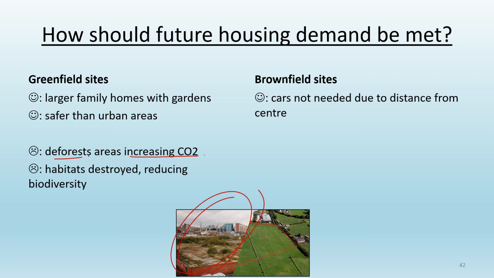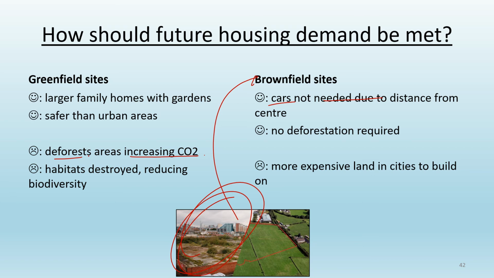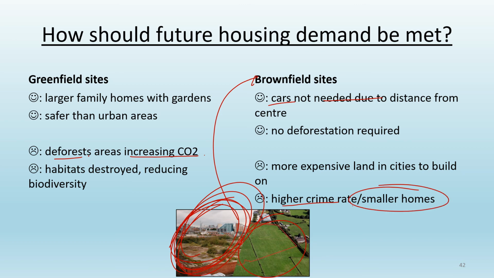But if you build on a brownfield site, we know that cars are actually not needed because you're closer to the city centre and no deforestation is required. So it's a win-win. Unfortunately, though, it is more expensive to build on a brownfield site than a greenfield site due to the proximity to the city centre. And there is also a higher crime rate, and your home is naturally going to be smaller if you live in the city centre than the green areas.